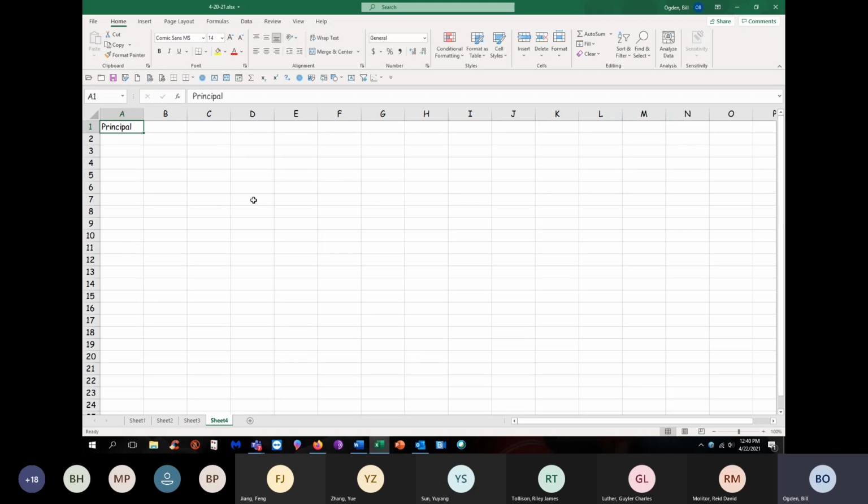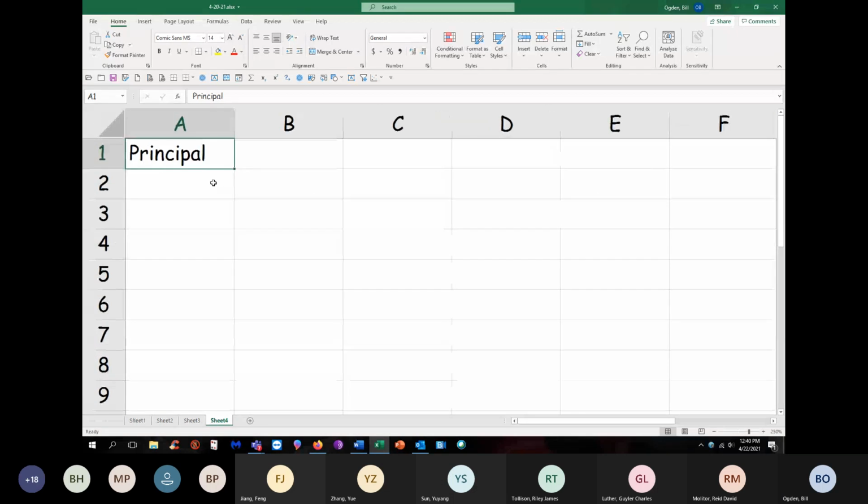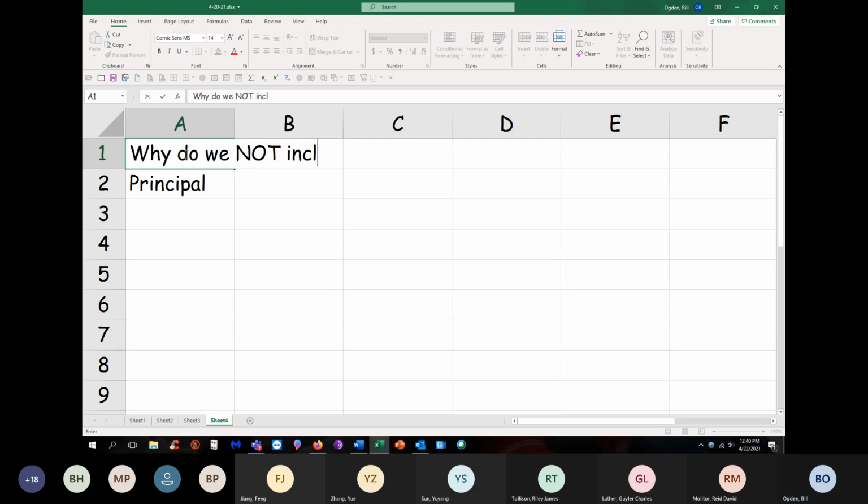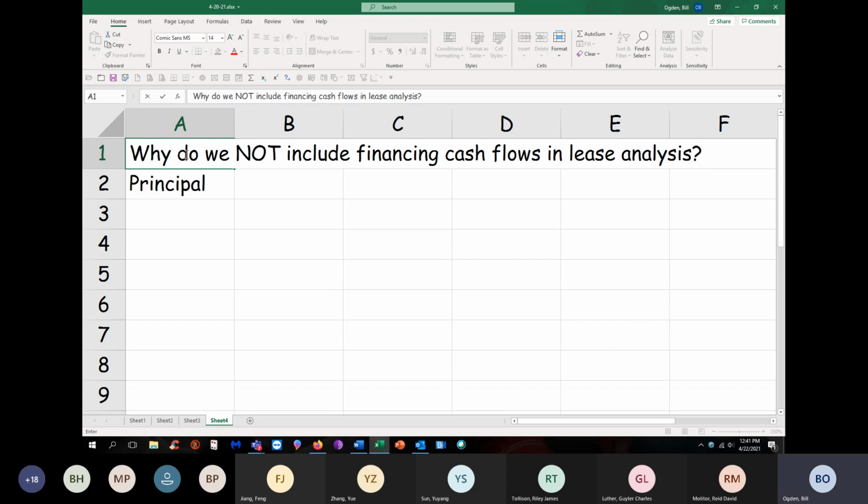Okay. And the purpose of this exercise, like just to make a little note to yourself, is to answer the question, why do we not include financing cash flows in lease analysis?